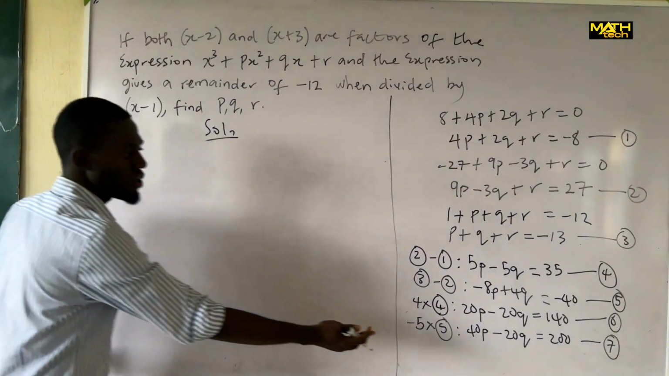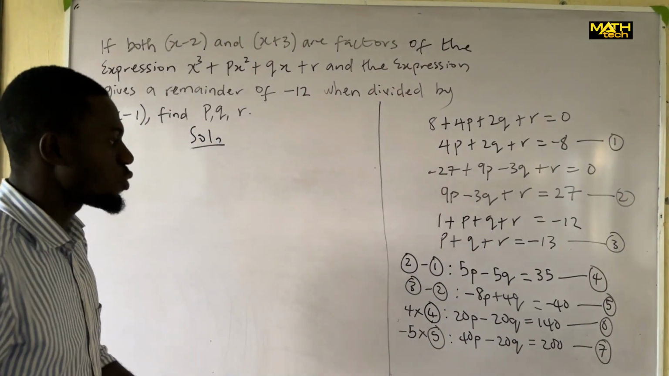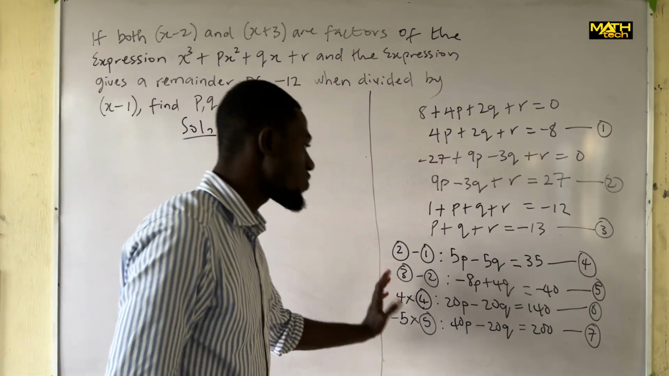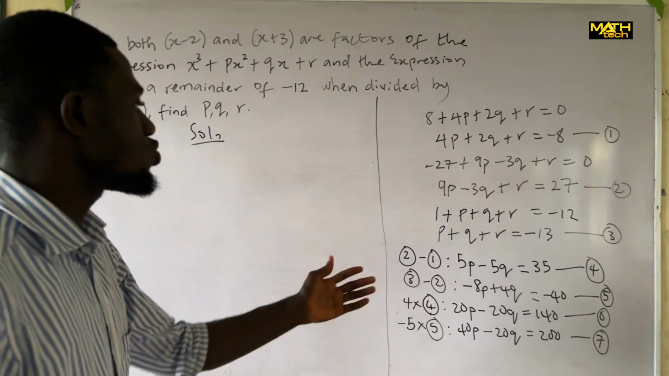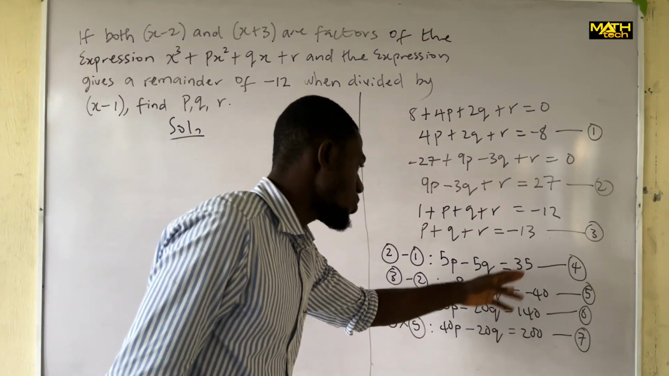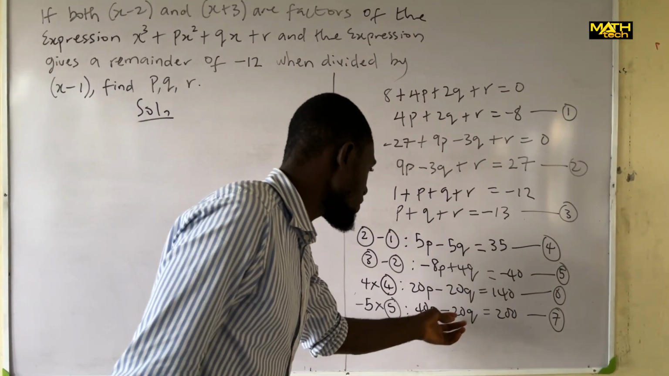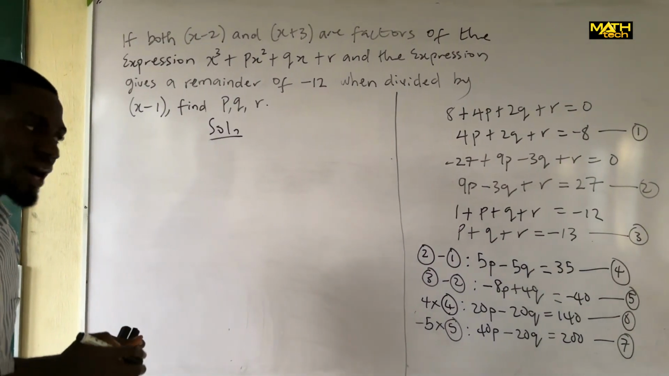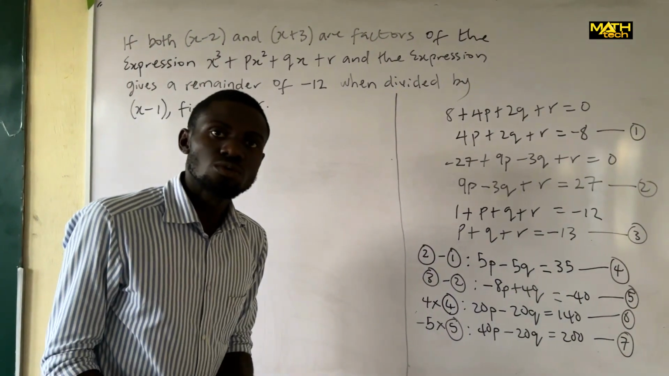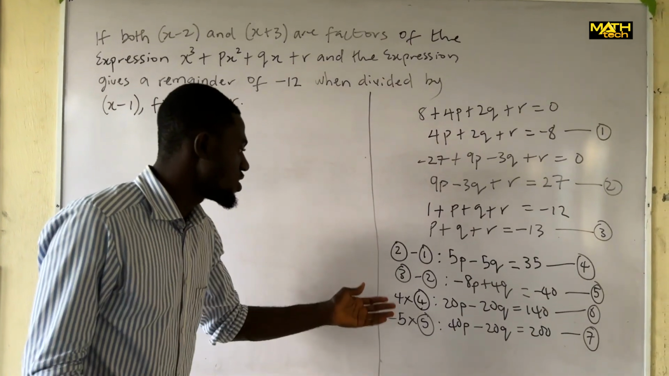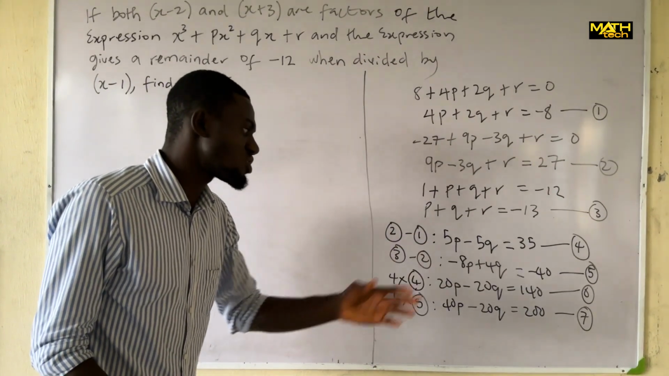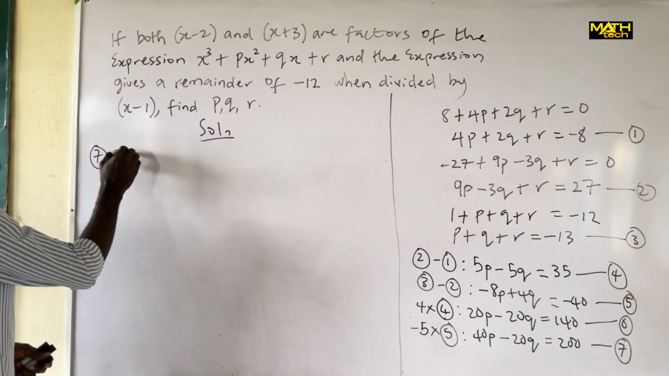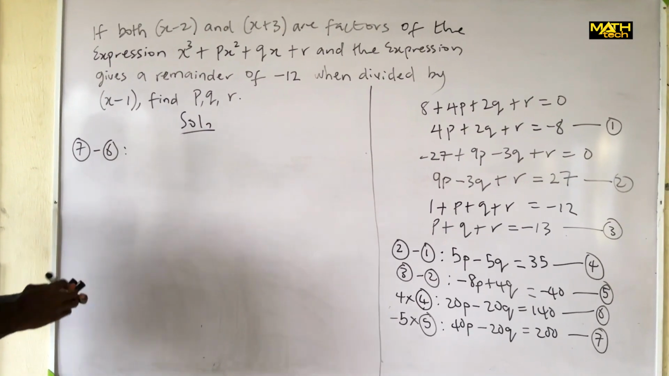So arriving at this point, let's look at equation 6 and equation 7. Now let's neglect equations 4 and 5 for a bit and focus on 6 and 7. Now we have 20p minus 20q equal to 140, and 40p minus 20q equal to 200. Now let's go back to simple arithmetic: equation 7 minus equation 6.